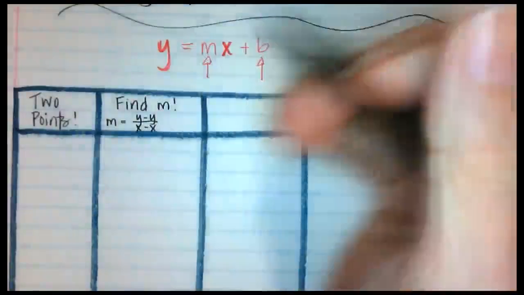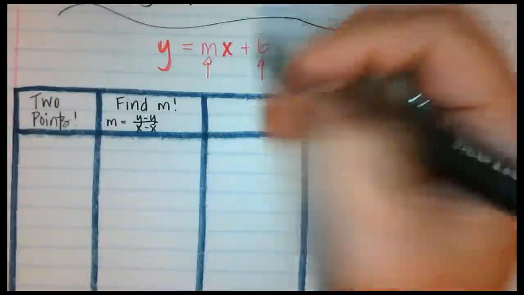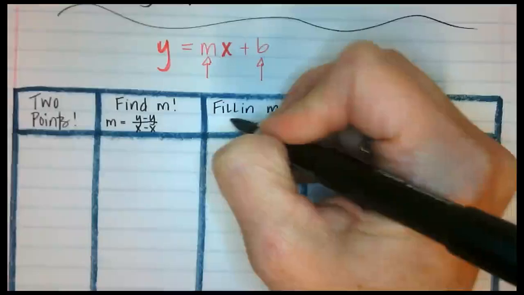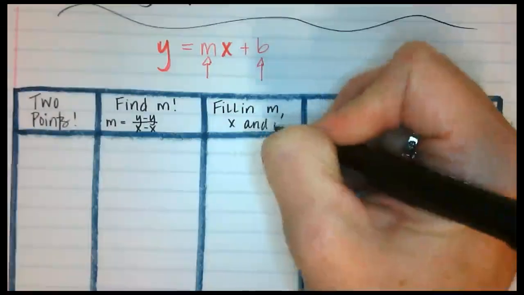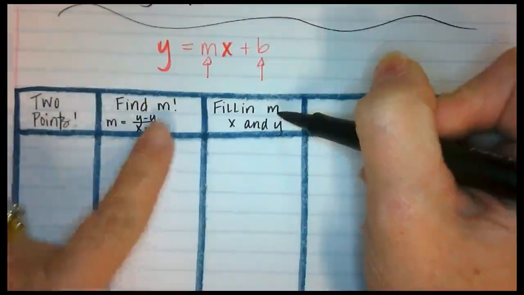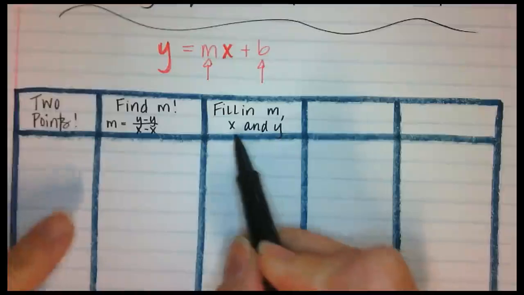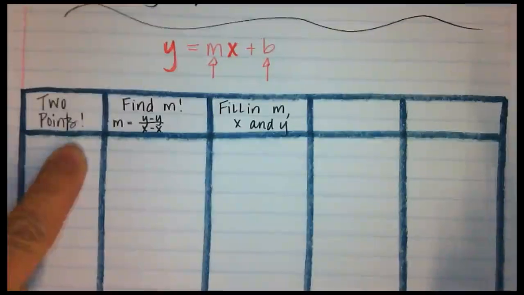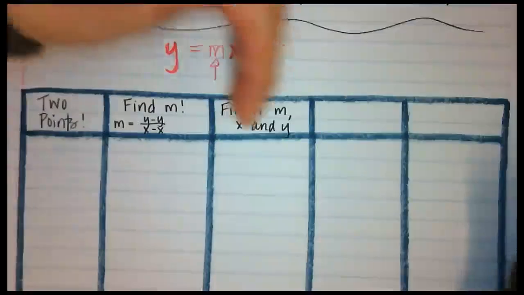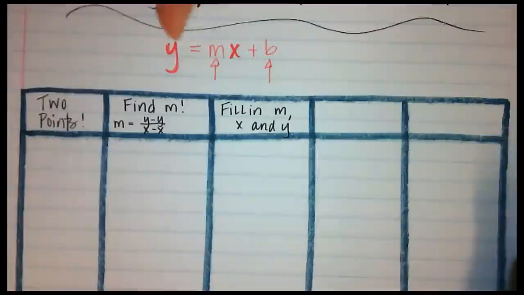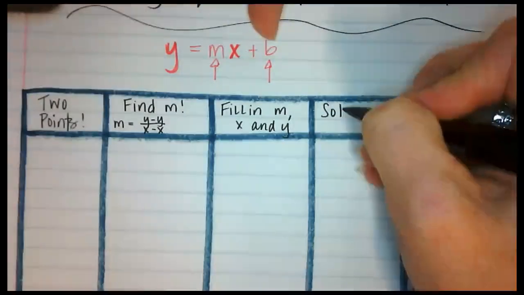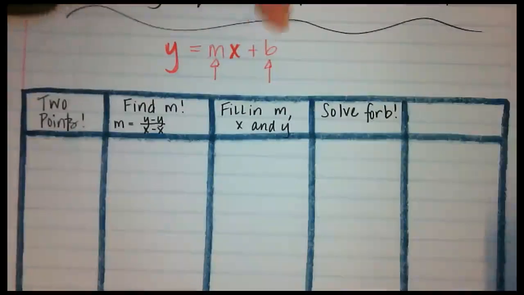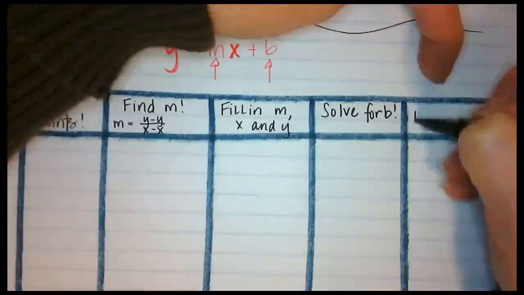All right, once we know what m is, we are going to use this equation and we are going to fill in the m, the x, and the y. Now, we get the m from this column, and then we're going to get an x and a y over here. We're actually going to have 2 options to choose from for the x and the y. Once we fill in the m, the x, and the y, we need to solve for b.